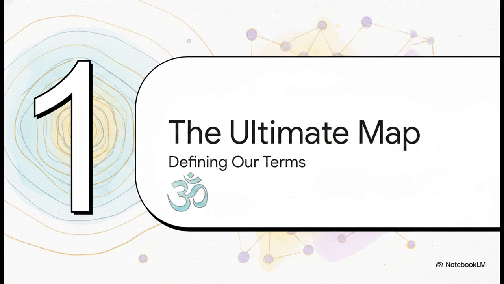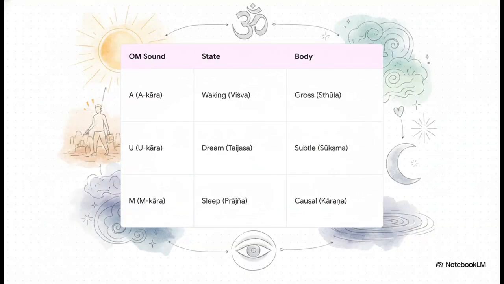All right, part one, the ultimate map. Let's define our terms here. Okay, so let's start by defining Om not as a religious icon, but as what the ancient texts call a pratīka ālambanam. Basically, that means it's a practical, non-personal symbol used to navigate your own mind. It's a tool. Now, the syllable Om is actually made up of three distinct sounds, A, U, and M.